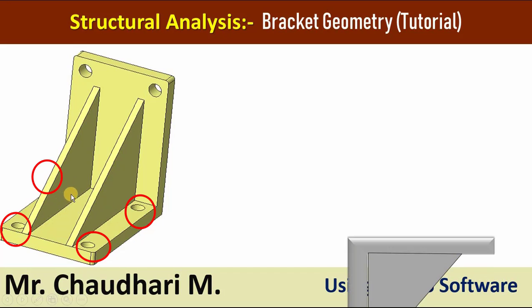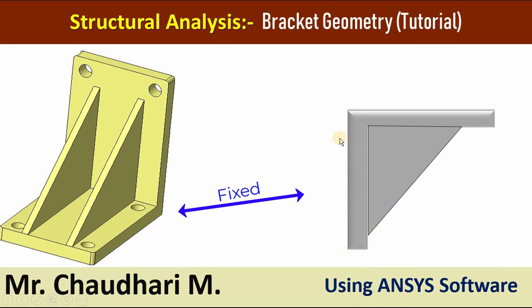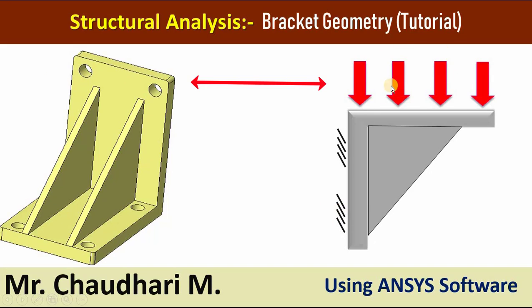So these 4 holes are on the fixed side, and this side is a vertical side. I have to apply pressure here. And there is some given data.